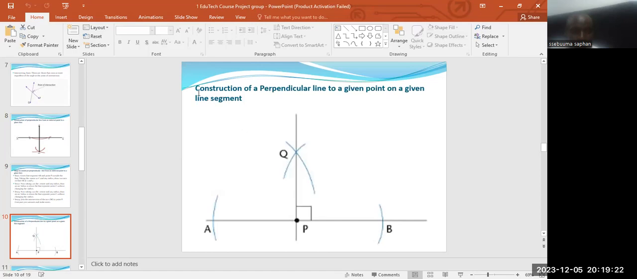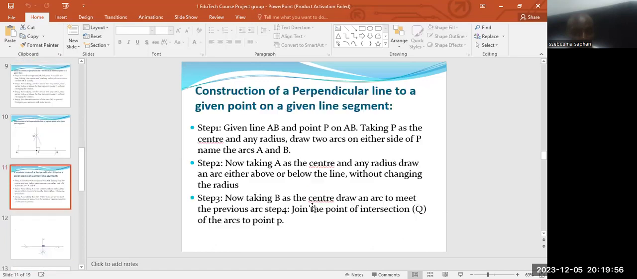Then that takes us to the construction of a perpendicular line from a given point on a given line segment. For example, in this case, you have a line segment AB, and on this line segment AB, you have to construct a perpendicular from this line at that point P to maybe a certain point Q. And for this perpendicular line, we have got steps that explain how you come up with it, and those steps are the ones following.